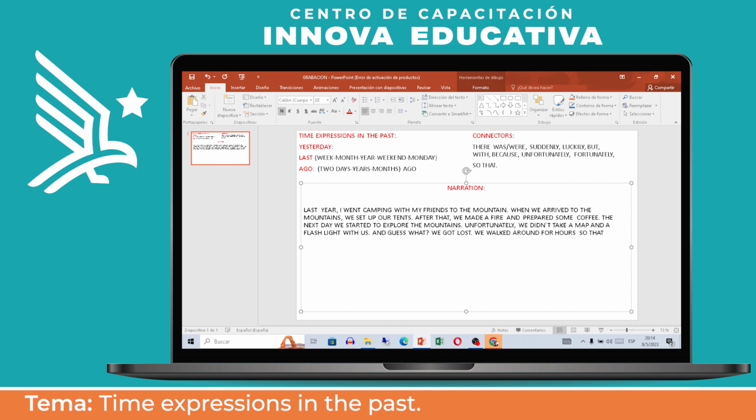So that, de modo que, we got tired. Así que, de modo que, ya estábamos cansados. We got lost. Nos perdimos. We walked around for hours so that we got tired. Caminamos por horas y ya estábamos cansados.